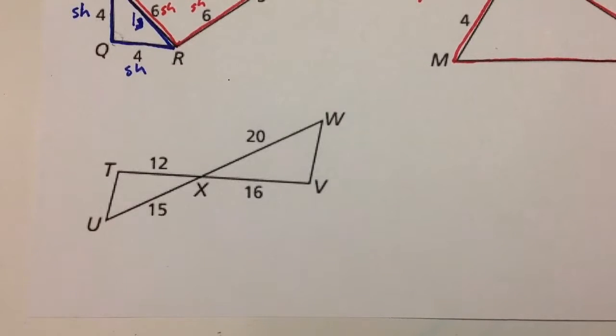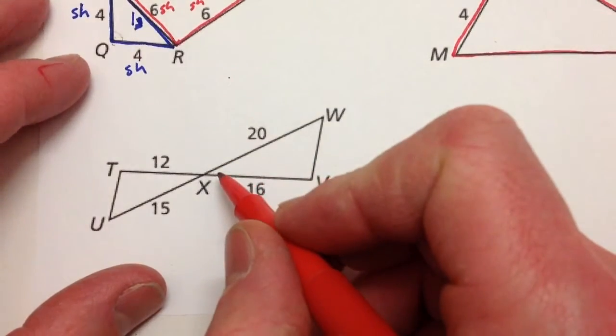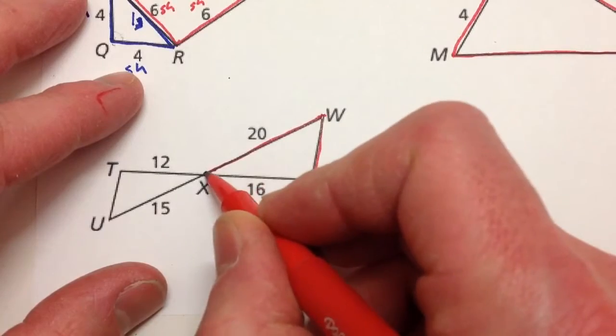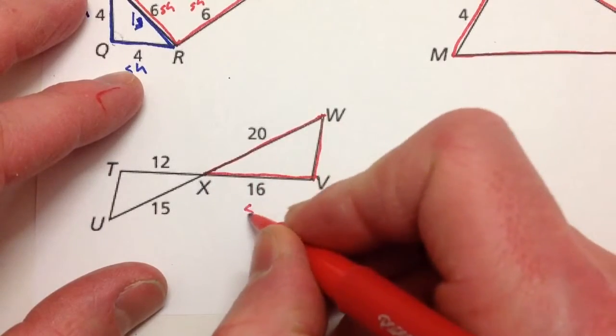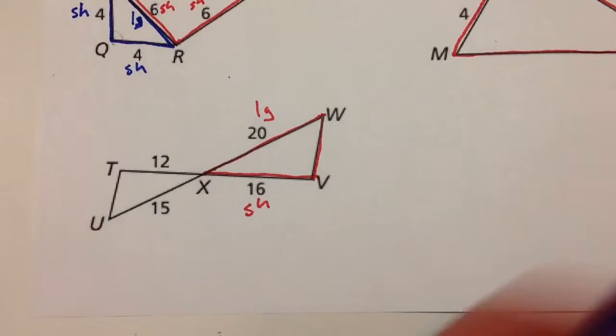Here's another pretty common one where you've got kind of this bow tie looking thing. And of my two triangles, I've got on this side, a short side and a long side.